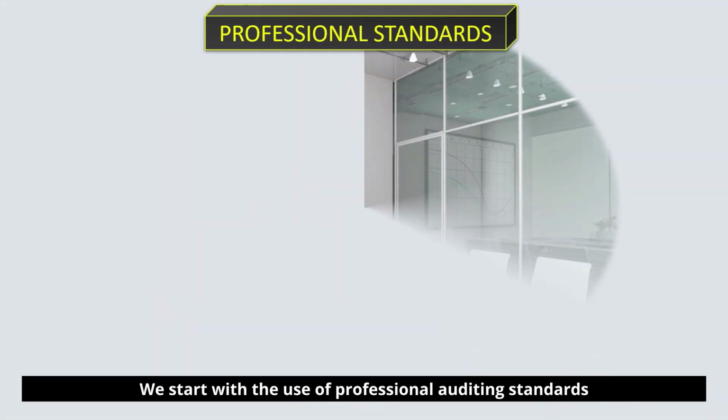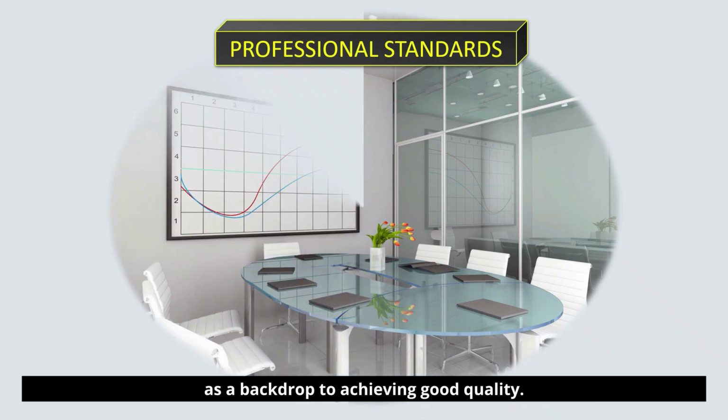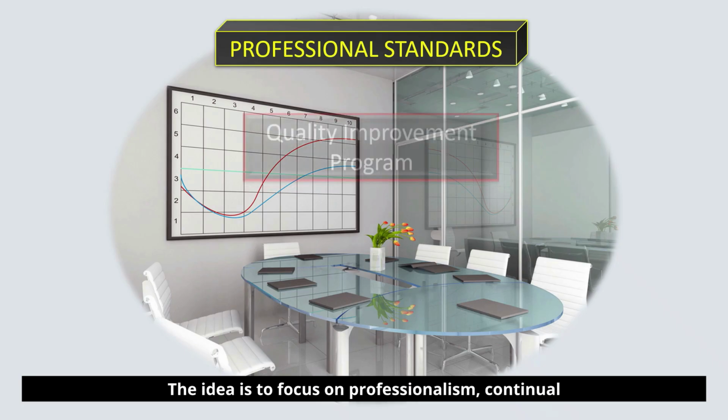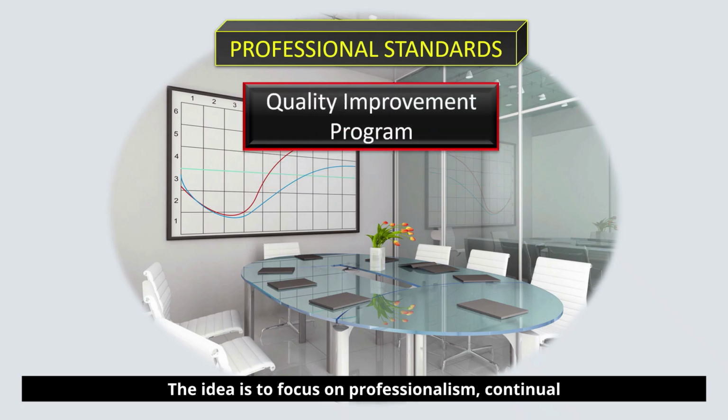We start with the use of professional auditing standards as a backdrop to achieving good quality. The Chief Audit Executive should advise the board that there's a suitable quality assurance and improvement program in place, which is about having standards in place that are properly understood and used by all staff. The idea is to focus on professionalism, continual improvement and consistency, using the adopted QA mechanisms to form a whole system of control. It would be wrong for internal audit to be portrayed as experts in control, while not being able to show how they're able to control their own services.